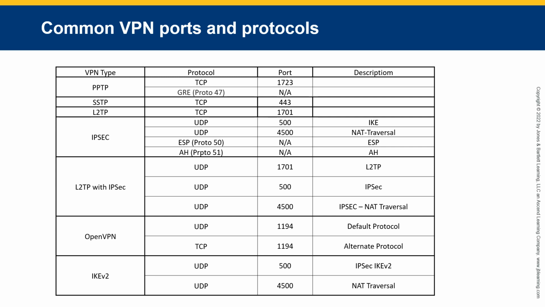So here's a little eye chart for you. And if you look in your notes, you can see the common VPN ports and protocols. And so, we can see all the different ones: SSTP, L2TP, IPsec, L2TP with IPsec. And this is the one you'll still see around a little bit. OpenVPN, you'll still see that one around, and IKEv2, and that's your more common ones out there.